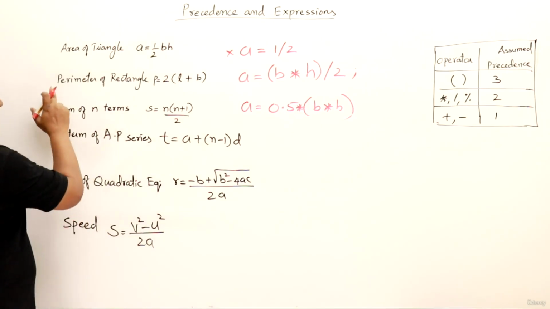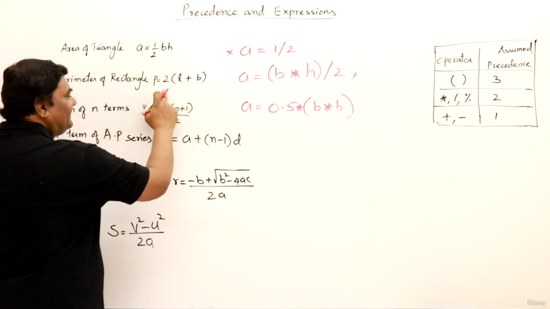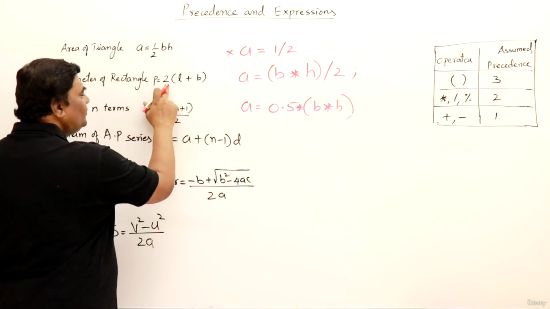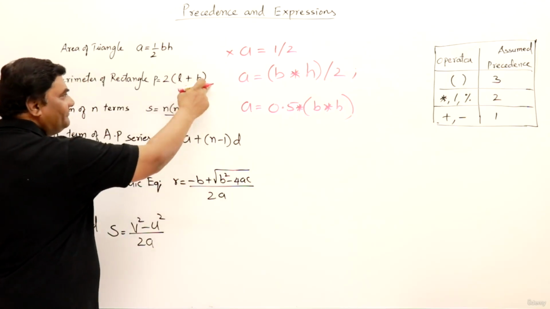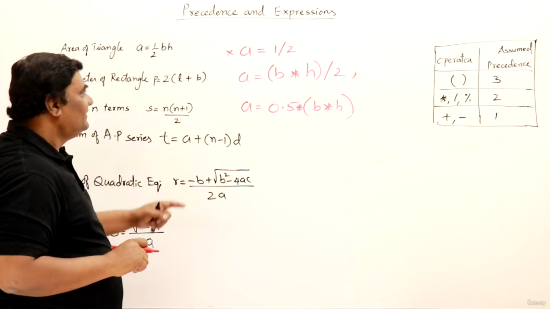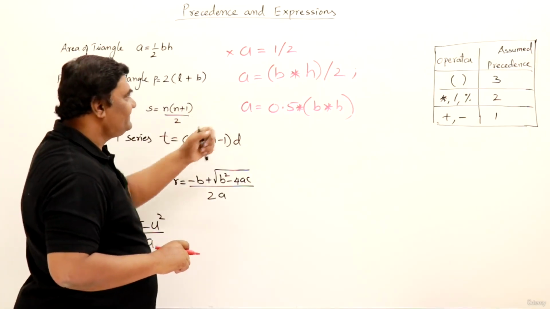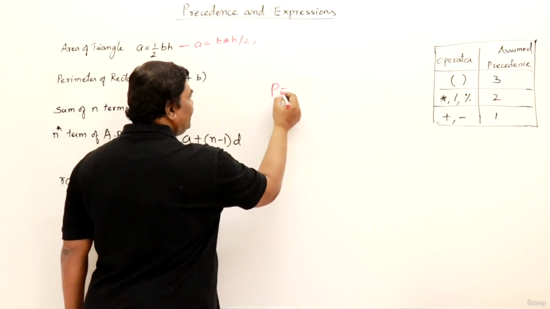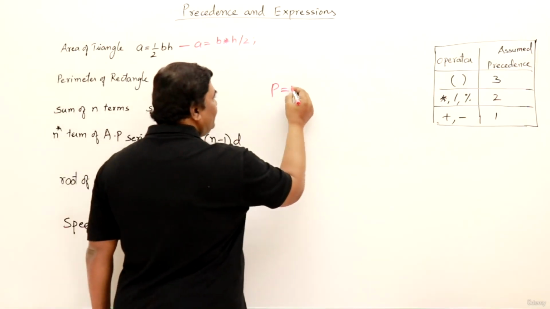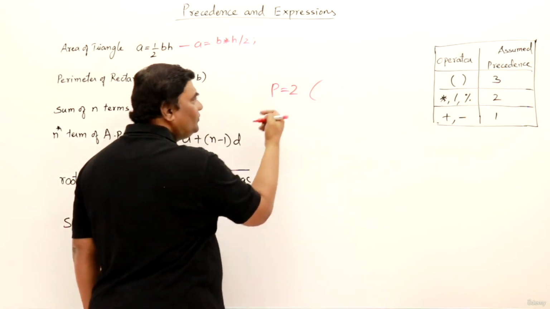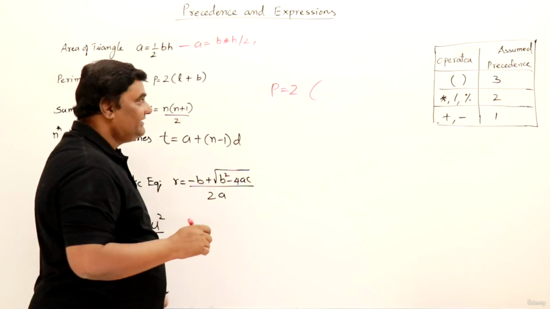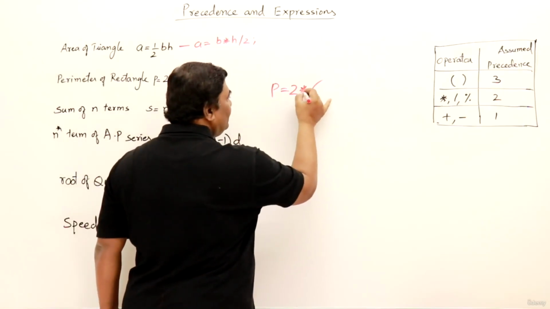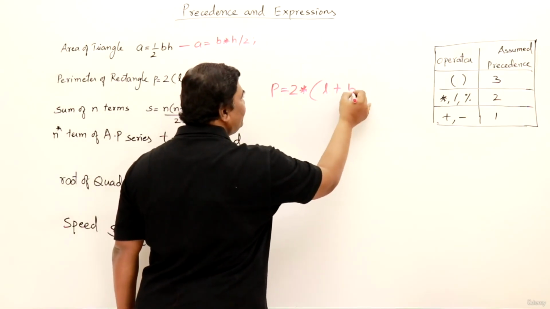The next formula is perimeter of a rectangle, right? P is 2 into L plus B, means 2 into length plus breadth. So how to write down this one? I'll remove this. P is perimeter. Perimeter assigned 2 into L plus B into. In mathematics again we don't write into, but here you must write into length plus breadth.